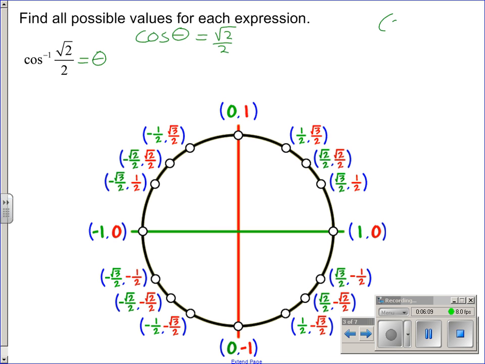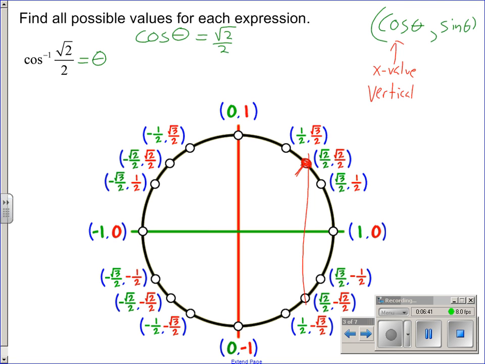So once again, unit circle. Cosine of an angle is the x-coordinate. So I'm looking for an x-coordinate to be square root 2 over 2. That happens right here at this angle measurement. Now, again, cosine is the x value. To find the other angle, where the cosine of that angle equals square root 2 over 2, what I'm going to do is, once I find that first angle, I'm going to draw a vertical line.